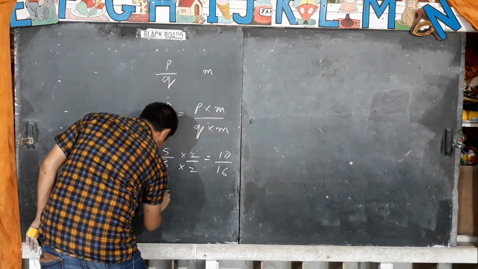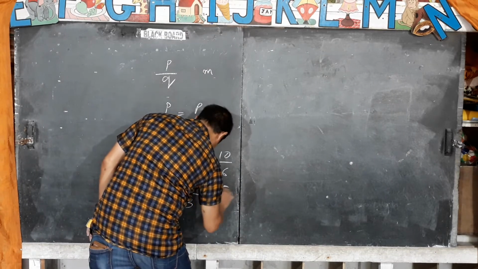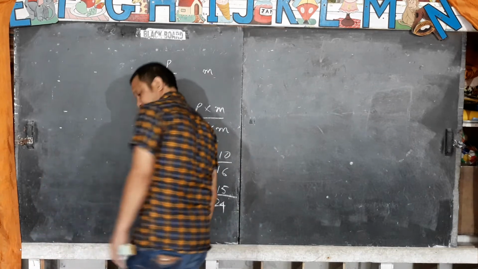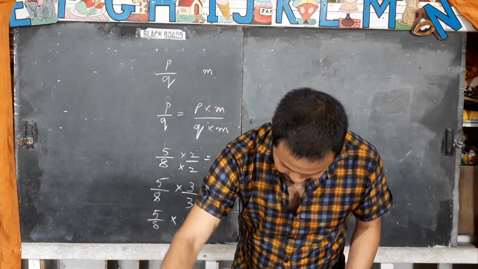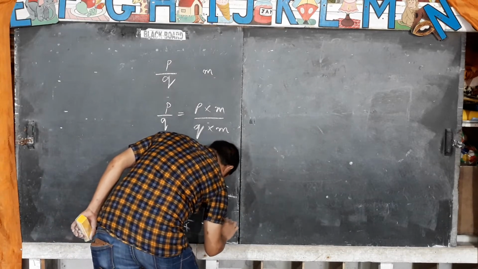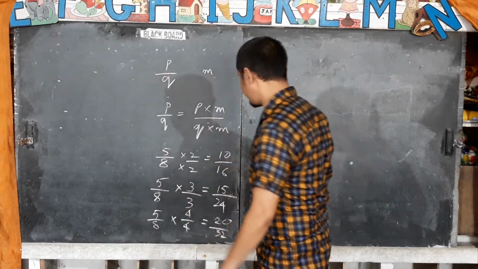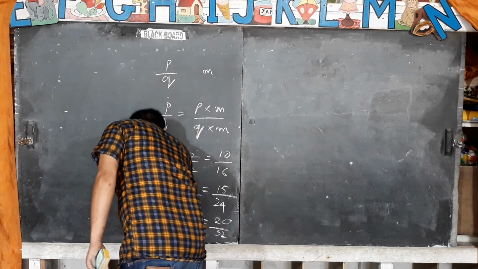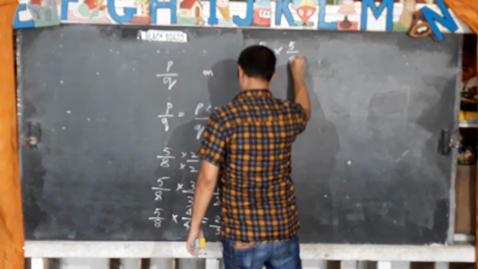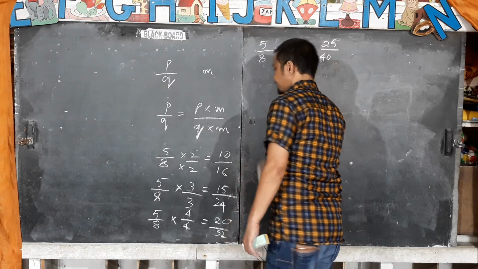The next one, 5 upon 8 into 3 upon 3. So this will be 15 upon 24. Then 5 upon 8 into 4 upon 4, that gives 20 upon 32. And the last one, 5 upon 8 into 5 upon 5. So this will be 25 upon 40.